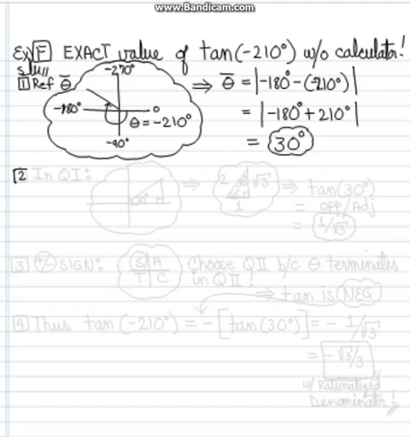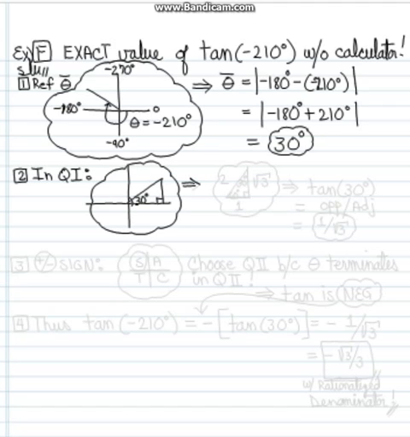Step 2, let's figure out what the tangent of the reference angle is. Well, we know we're in quadrant 1, right? And so let's draw it in quadrant 1. What's in quadrant 1? The 30-degree angle, the reference angle, is always in quadrant 1. It's always an acute angle. There's our 30 degrees. It's a right triangle.